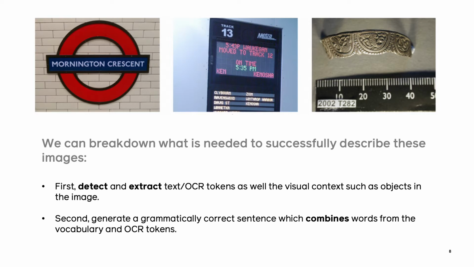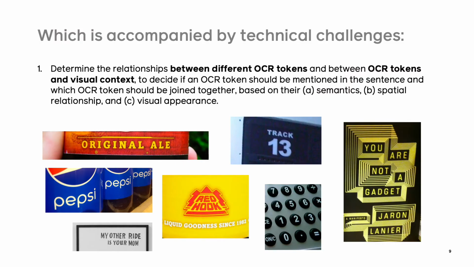First, we need to extract the OCR tokens from these images and then also generate a grammatically correct sentence which combines words from a normal vocabulary with these OCR tokens. This is further accompanied by the problem of figuring out the relationship between different OCR tokens and which OCR tokens go together. Specifically, this is dependent on the semantics and spatial relationship as well as the visual appearance of the OCR tokens. As you can see in these examples, even though the positioning of these OCR tokens is very different, some of them will go together.